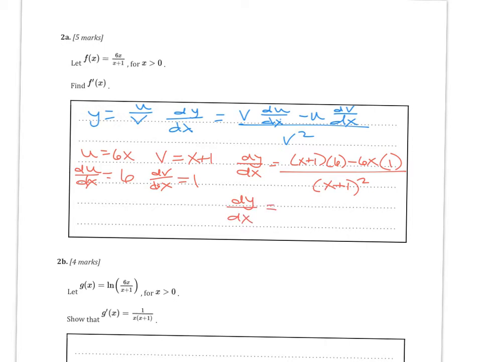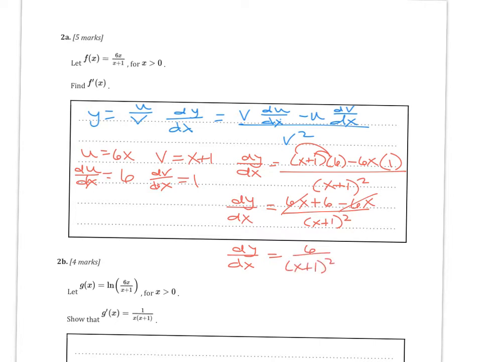And so we're going to simplify as much as we can. I'm going to distribute that 6, so that becomes 6x plus 6, and then 1 times negative 6x is negative 6x, divided by x plus 1 squared, and we know 6x minus 6x is 0, so we get 6 over x plus 1 squared.